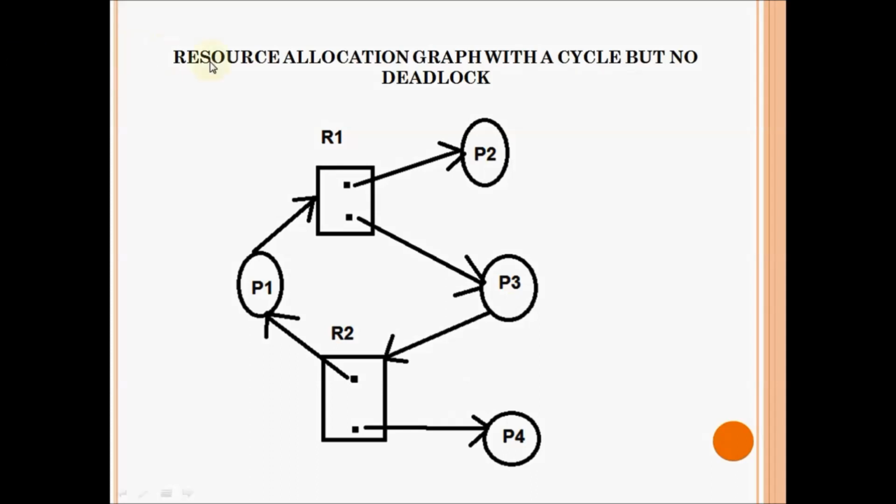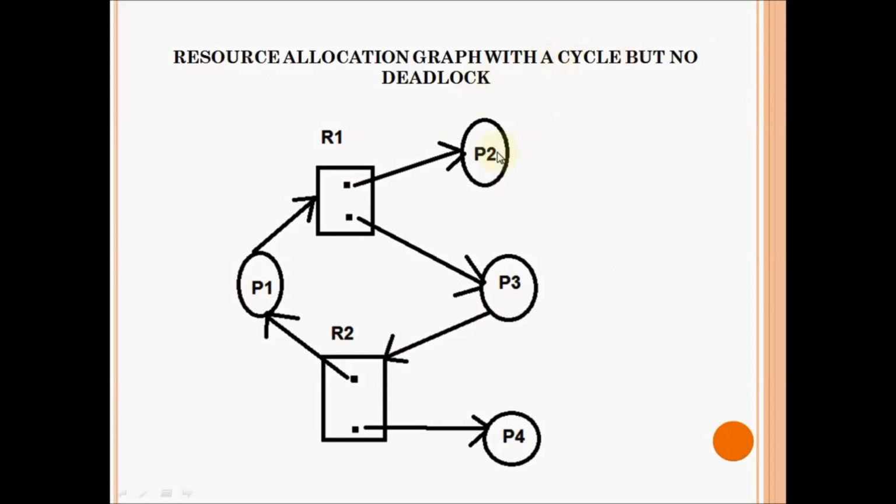So see here, this graph is having a cycle. See the path: P1 to R1, R1 to P3, P3 to R2, R2 to P1. So this graph is having a cycle, right, guys? Now we have to check whether this graph will suffer from a deadlock or not.